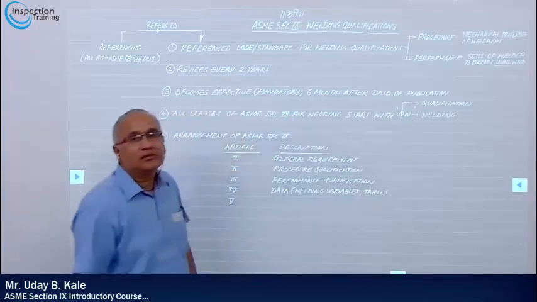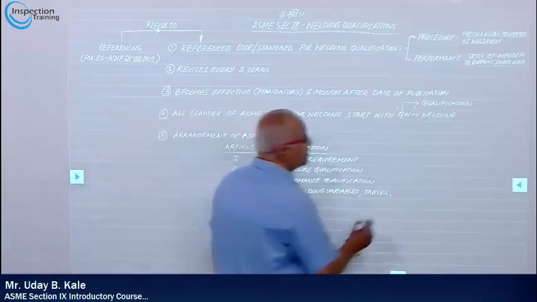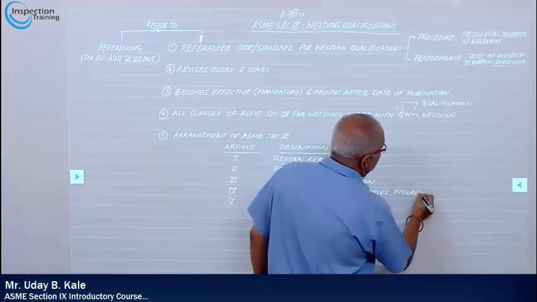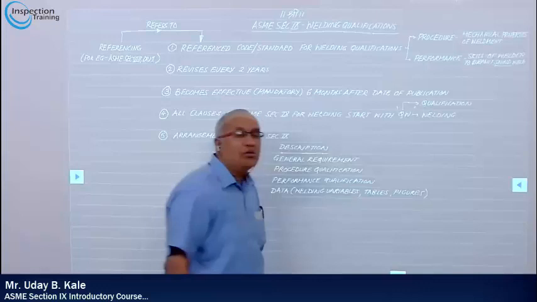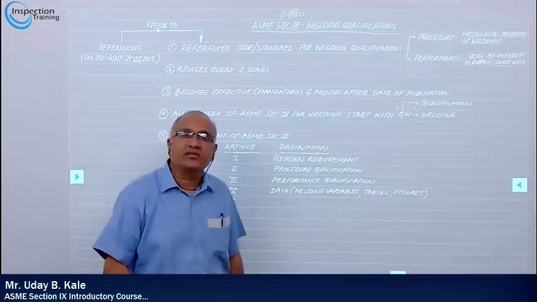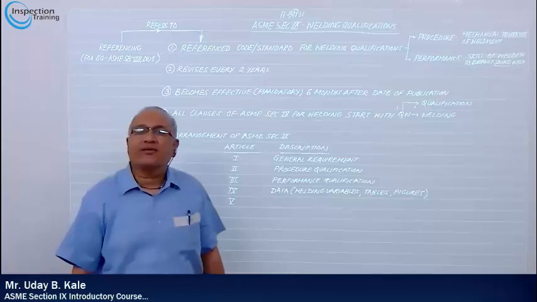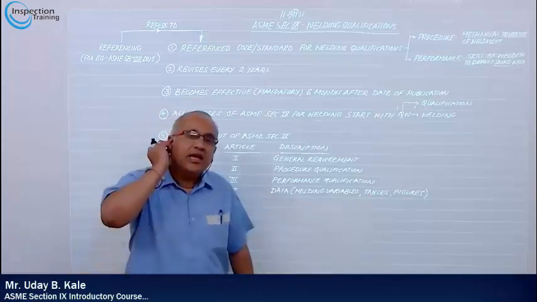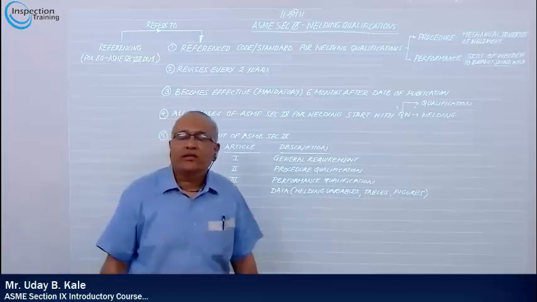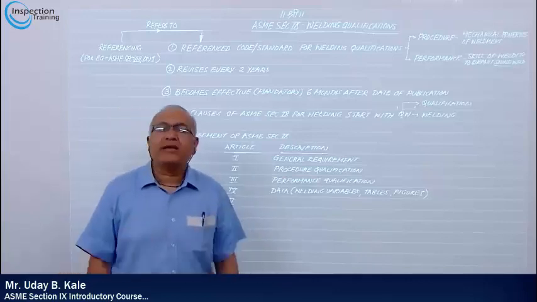You have tables. Then you have figures or sketches. Figures for what? How to take out specimen for bend test. How to take out specimen for tension test. What is position? 1G, 2G, 3G. So all figures are given. Tables, generally F numbers, A numbers. Then what is the range of capital T, that is range of base metal thickness.